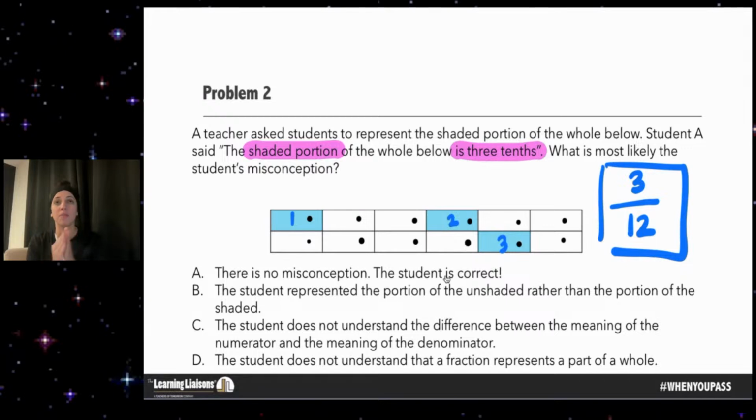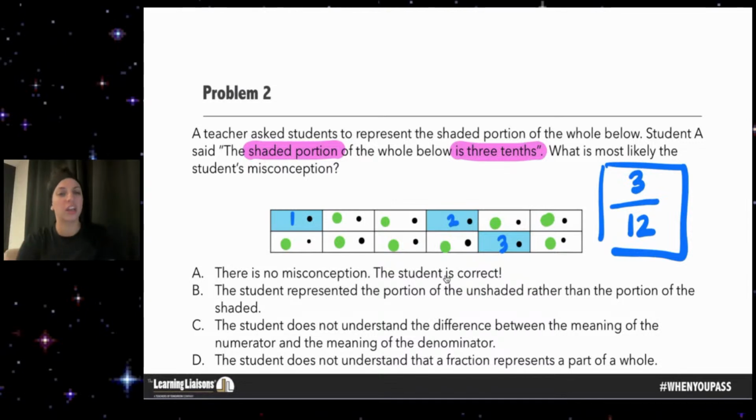The student counted the number of shaded pieces and put that on the top. But their denominator almost seems like they tried to count just the white parts, but then didn't even count them correctly. Like it almost seems like they did 1, 2, 3, 4, 5, 6, 7, 8, 9, and then didn't count them correctly. And so they almost thought, I count the shaded part for the top and the not shaded part for the bottom, and then just didn't count it correctly. But that's not what a fraction represents.